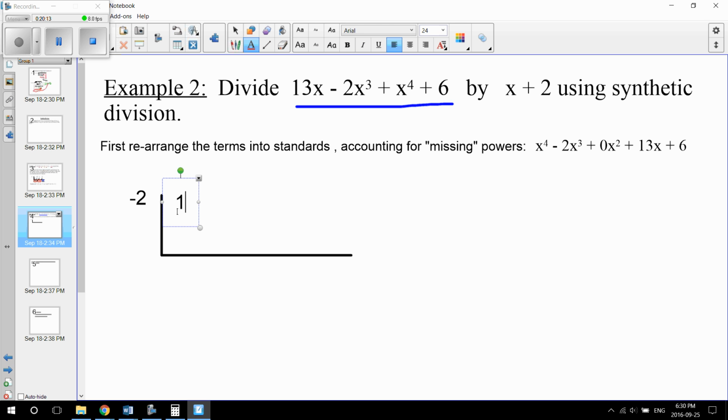So we have that 1 in front of that x to the power 4, then we have a negative 2 in front of that x cubed. Then 0 in front of that x squared, 13 in front of the x, and then a 6 at the end.